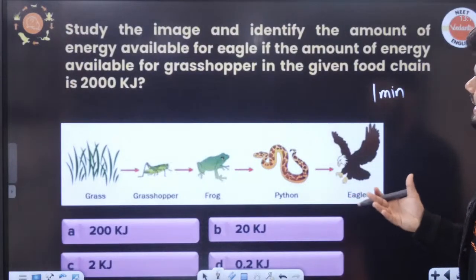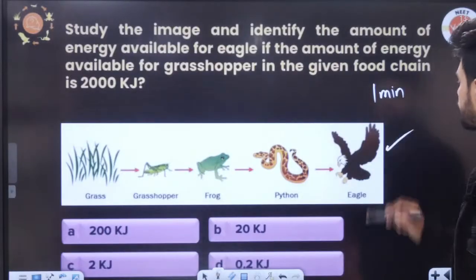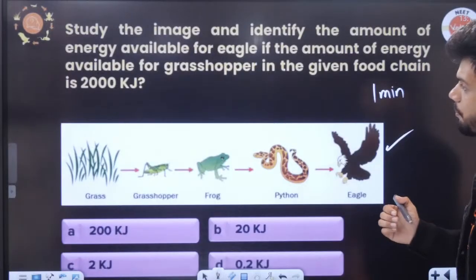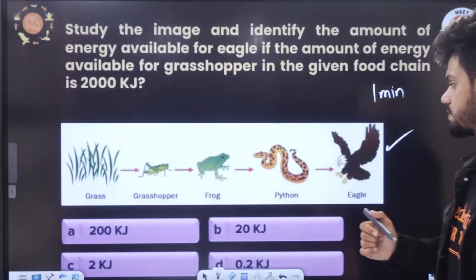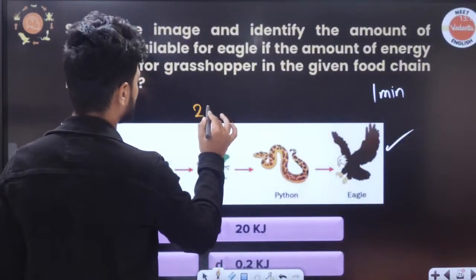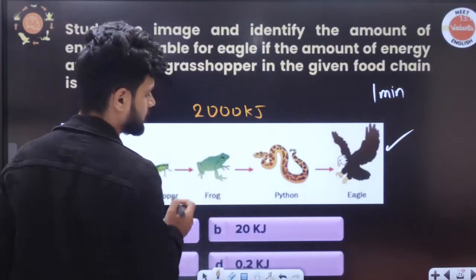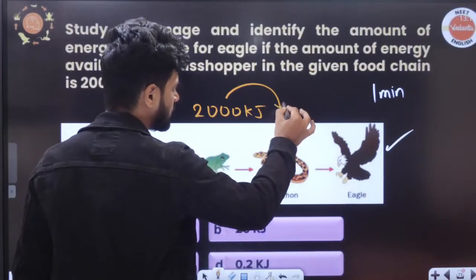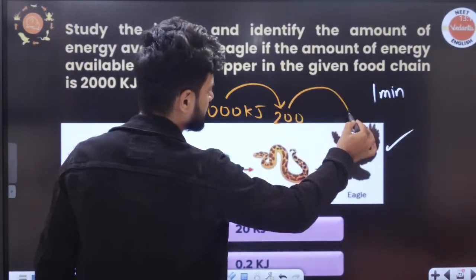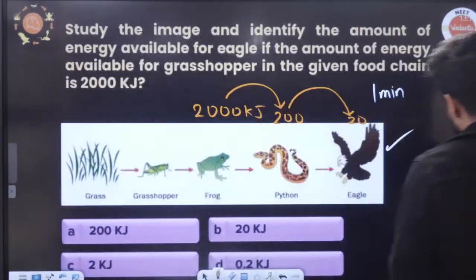Study the image and identify the amount of energy available for the eagle, if the amount of energy available for the grasshopper is 2000 kilojoules. So the grasshopper has 2000 kilojoules. 10% is passed on to the python. Python will get 200. By the time we come to the eagle, 20. What is the answer? Tell me.